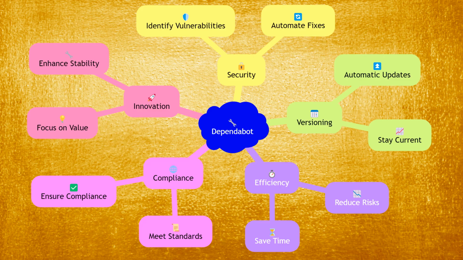In conclusion, automating the analysis of licensing, vulnerabilities, and versioning of open-source components with Dependabot is a crucial step towards maintaining secure and compliant software projects. By leveraging Dependabot's capabilities, you can save time, reduce risks, and ensure that your projects remain up to date with the latest security and compliance standards. Embracing automation in dependency management not only enhances the security and stability of your projects, but also allows your development team to focus on innovation and delivering value to users. Dependabot is an essential tool for any modern development workflow.